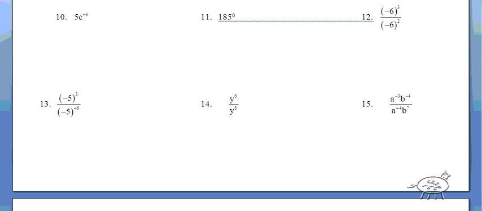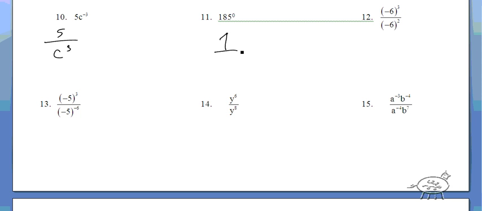Okay, number 10. Okay, it's going to be 5c to the negative 3. Remember, the only thing touching that negative exponent is the c. So it's going to be 5 over c cubed. Okay, the next one is 185 to the 0 power. Anything to the 0 power is 1. That's the answer.